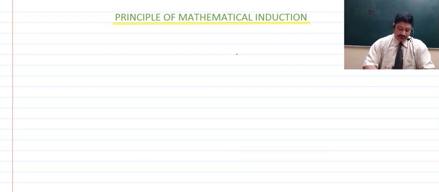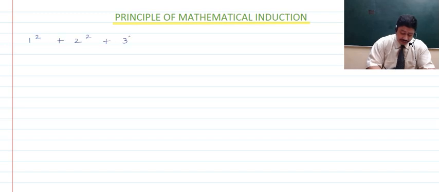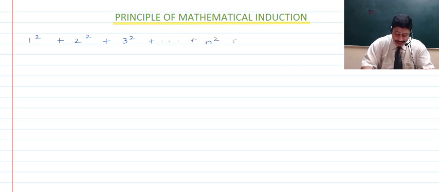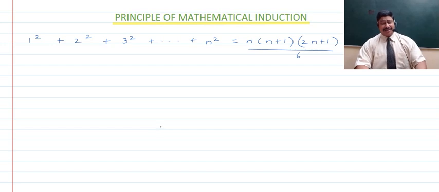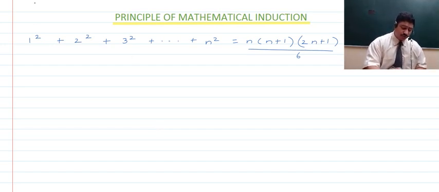First, I tell you people about the basic concept in the principle of mathematical induction. Let's say we have a question like 1 square plus 2 square plus 3 square, and all of that continues up to n square, which is equal to n times of n plus 1 times of 2n plus 1 divided by 6, a mathematical identity. Right now, in order to prove this, you have to go through 3 steps.